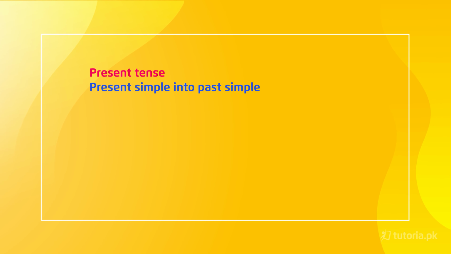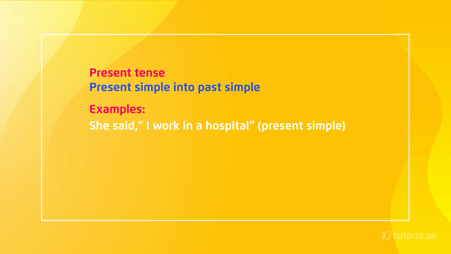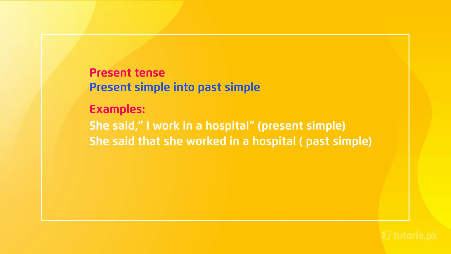First is present tense. If the reported speech is in present tense, let's take present simple. If the reported speech of direct speech is in present simple tense, then changes will be made into past simple tense in indirect speech. For example, she said, "I work in a hospital." Now, the tense of this direct speech is present simple. When we convert this sentence into indirect speech, it becomes past simple. She said that she worked in a hospital.